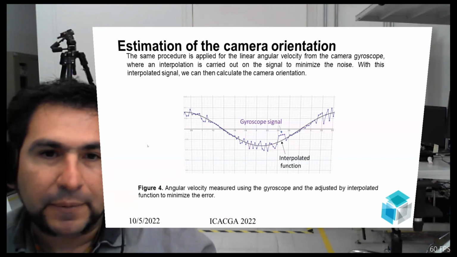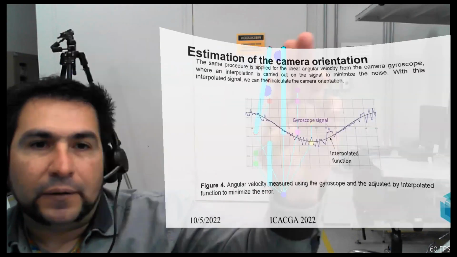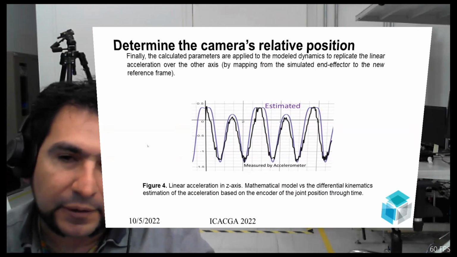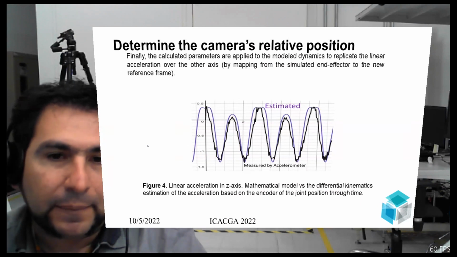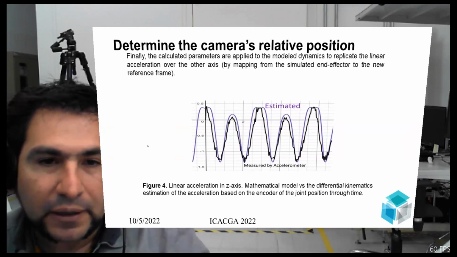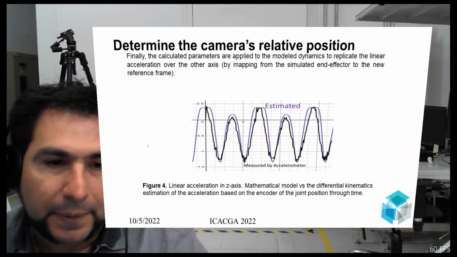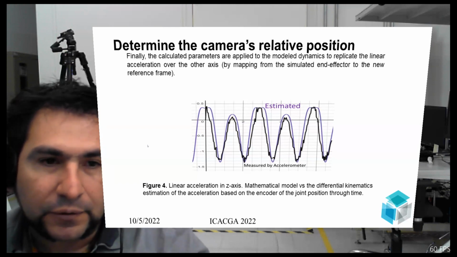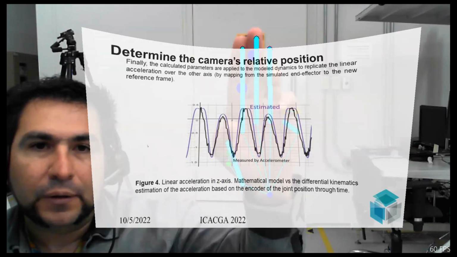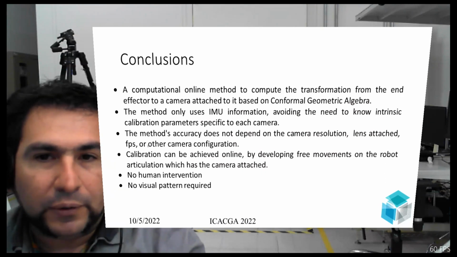We also did the same approach, interpolating the noisy function obtained by the gyroscope. At the end of this process, we were able to estimate the right position of the camera and the right orientation of the camera using the gyroscope and the accelerometer. Obviously, the orientation of the camera is known, so many people are doing that with the gyroscope, but we are combining everything together to also get the position relative to the robot. So we don't require human intervention, we don't require a visual pattern.